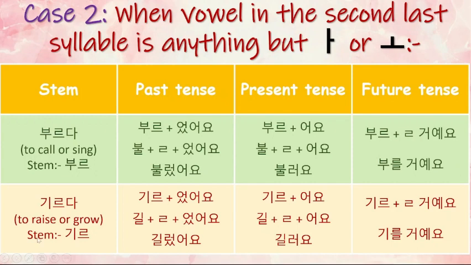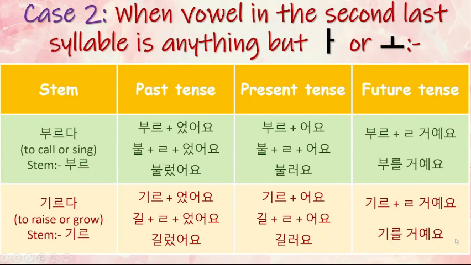Okay, similarly, let's look at the other example. It is kiruda, which means to raise or grow. Stem ends in l, so it is going to follow the l irregular. Okay, you can notice that the vowel in the second last syllable is neither a nor o. So, the ending will start with o. So, in past tense, the ending will be osoyo and the conjugation will become kilosoyo. In present tense, kiloyo, and in future tense, regular conjugation, kiril koeyo.